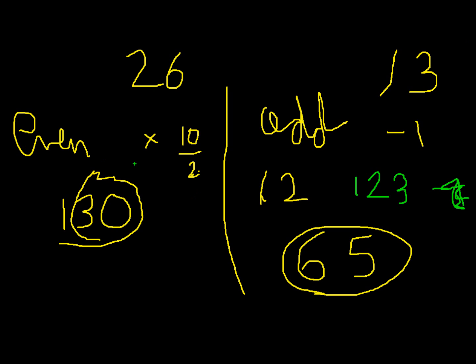Let's take another even number. Let's say 240. First step is divide by 2, that is 120, and the next thing is you just place a 0. So it's 1200. So 240 multiplied by 5 is 1200. With this you should be able to multiply any number with 5 in your head.